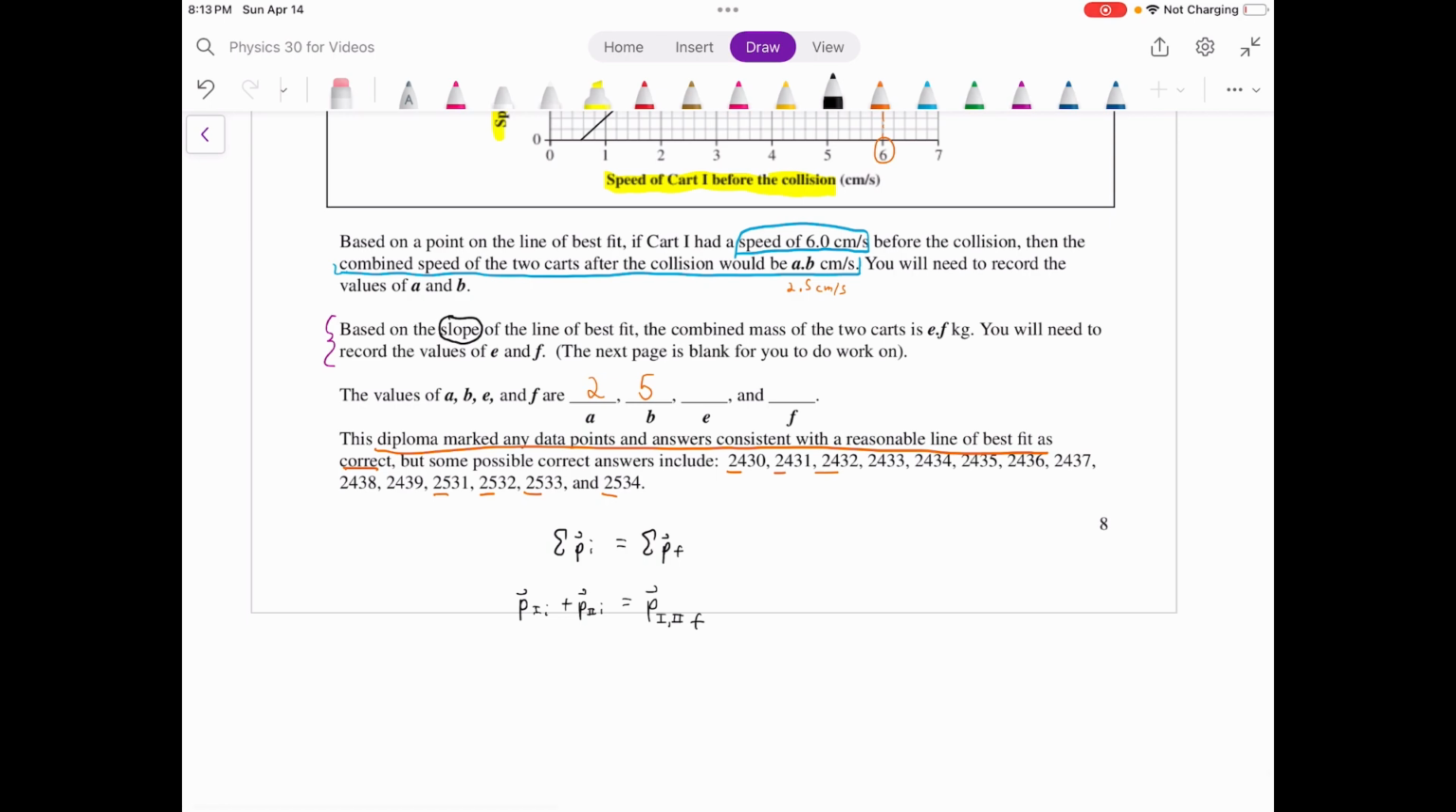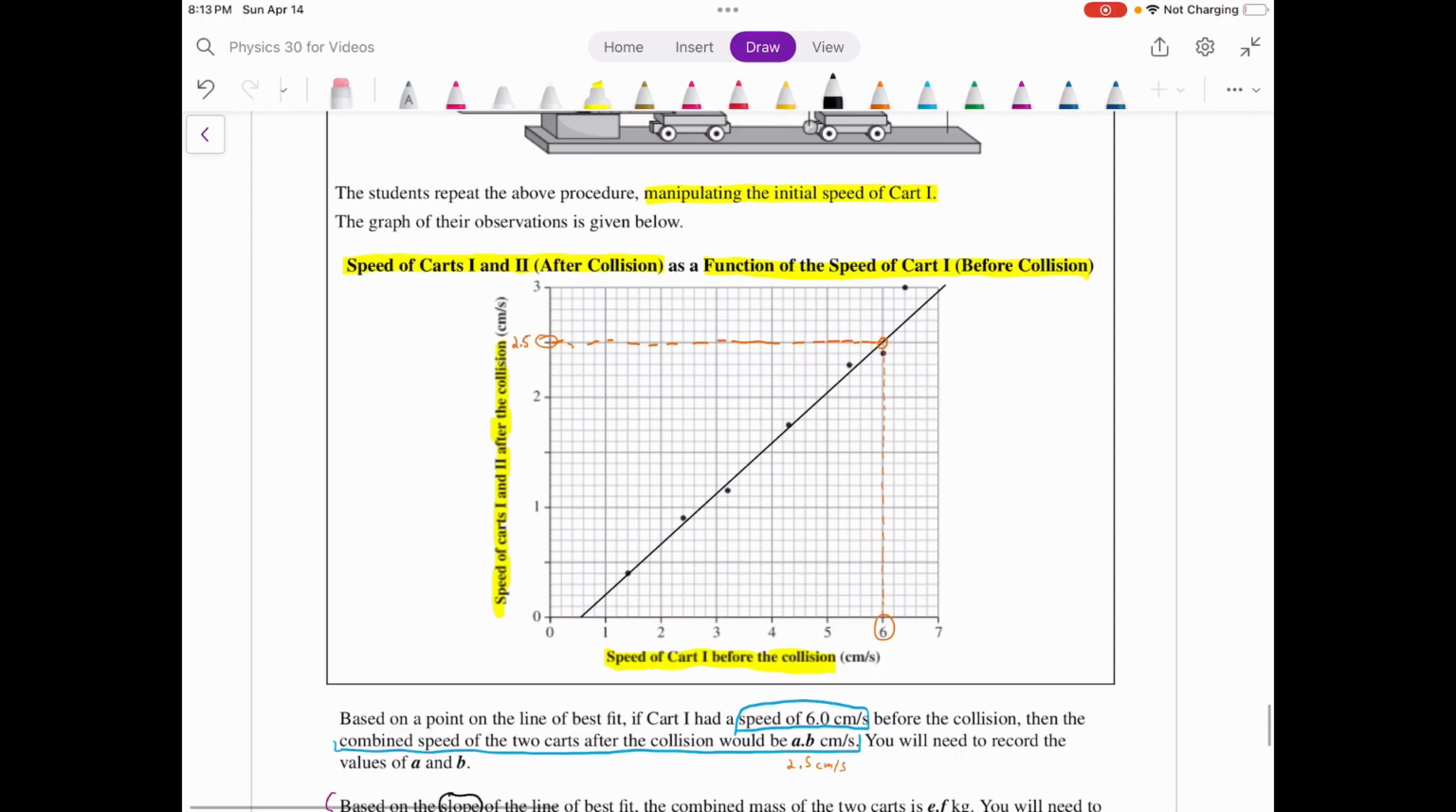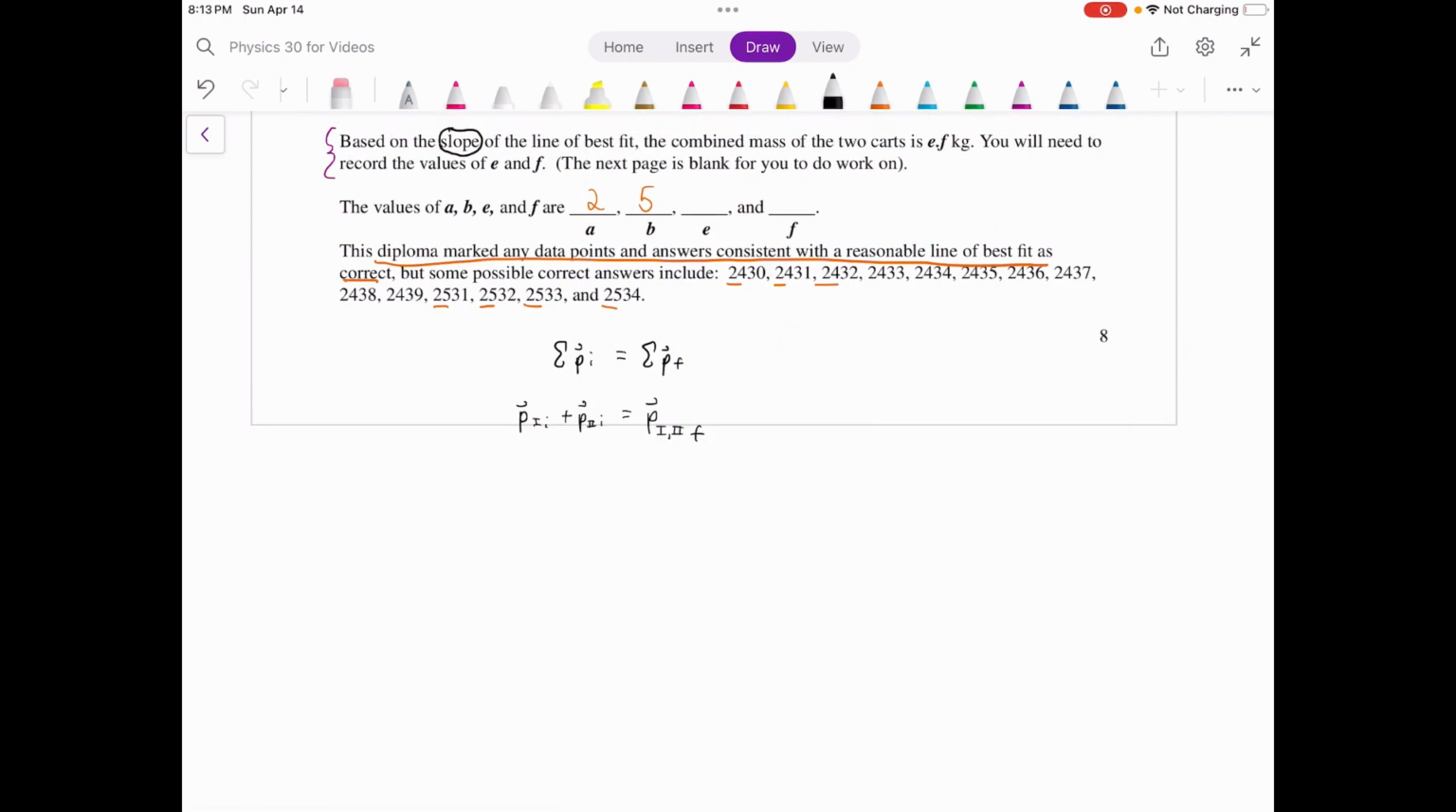Now, cart 2 was initially at rest, don't forget. So momentum 2 initial, that makes things nice. That's just 0, right? So unsurprisingly, it's what we just said. The initial momentum in cart 1 will be the same as their final momentum when they're stuck together and moving, okay? So what is the momentum of cart 1 initial? Well, it's cart 1's mass times its initial velocity. And that's going to be equal to, okay, what's momentum 1, 2 final?